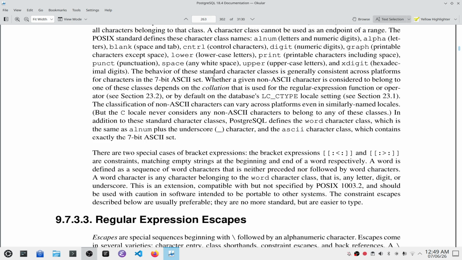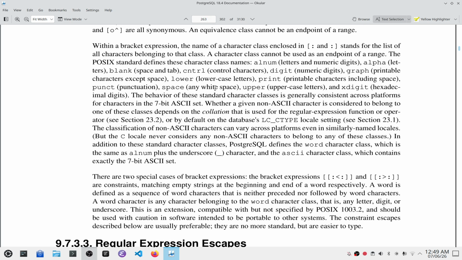The behavior of these standard character classes is generally consistent across platforms for characters in the 7-bit ASCII set. So we had seen some of these in the second video on regular expressions, the practical side of it, where we used these character classes. Okay, we had not used everything. I remember alnum we had used and digit we had used. Others were not discussed, so you can read and understand that.